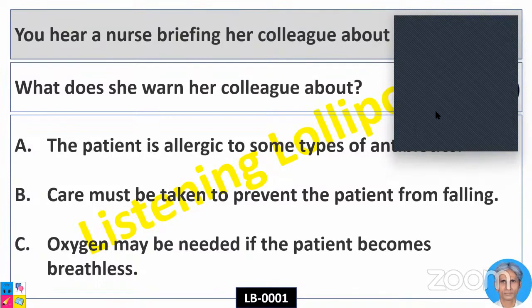Right, listening part B, question. Seven, six, five, four, three, two, one. Submit your answer. Yeah, this is what you have to do.